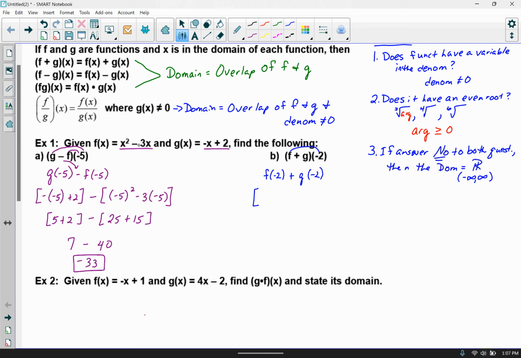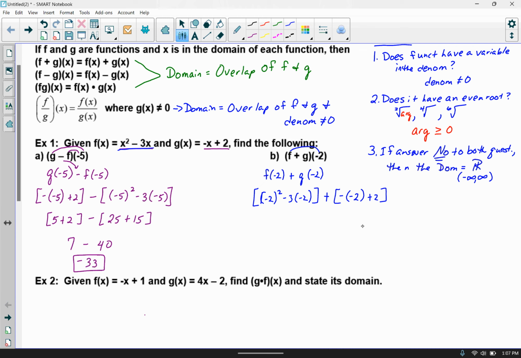Okay, so now this says go to my f function. Everywhere I see an x, I'm going to plug in -2. So -2 squared minus 3 times -2. Bring down that plus sign, start me a new bracket. I'm going to my g function. Everywhere I see an x, I'm going to plug in -2. So that's the minus sign that's already part of the g function. Then I'm going to replace that x with -2 plus 2.